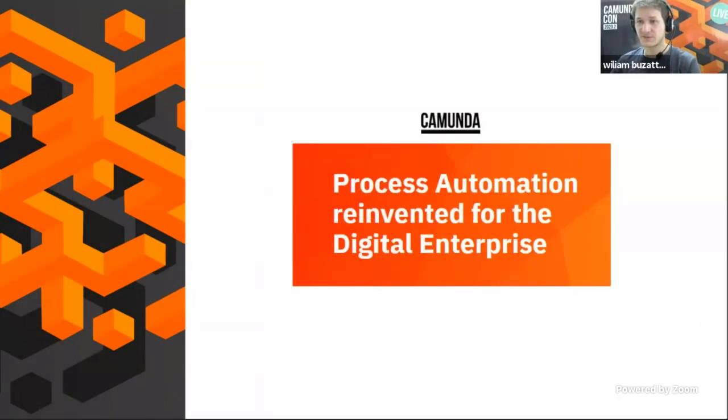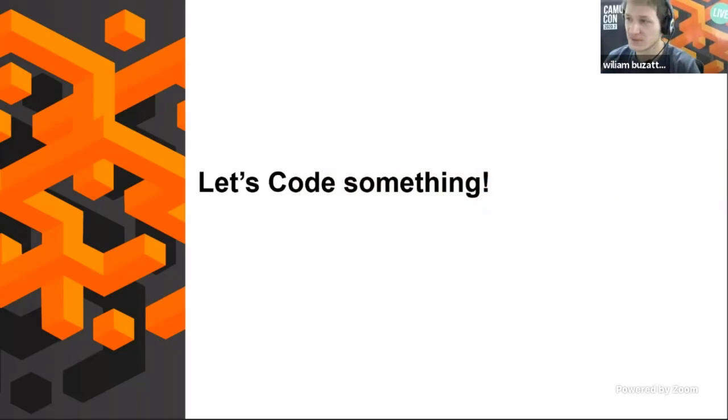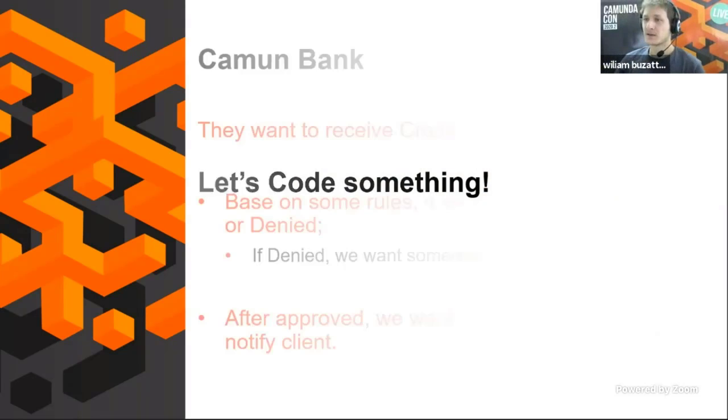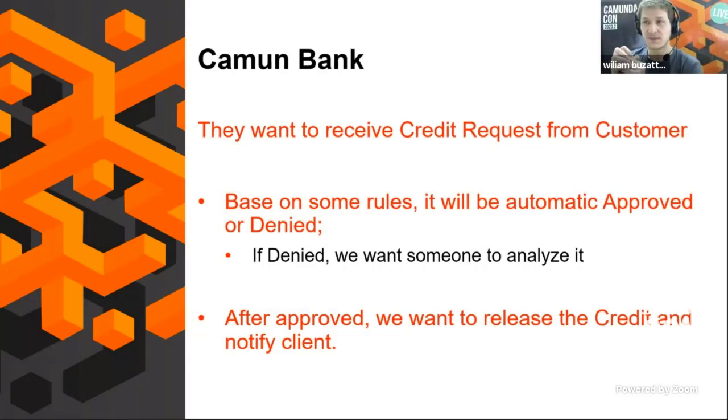So, enough talk, let's code something, right? Because code is always a nice thing to do. Let's suppose we are working for a company named Camunda Bank, and they want to receive credit requests from customers, and based on some rules, it will be automatically approved or denied. And if it's denied, we want someone to analyze it manually. And then after they decide to approve, we want to release the credits for the customer and finally notify the client. So let's do it.